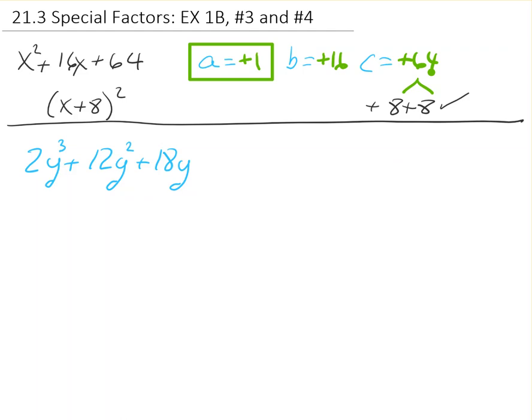Okay, so as always, we're going to start with A, B, and C. A right now is 2. B right now is positive 12. C right now is 18. Okay, hopefully you could see the GCF. The only thing common in all three of those numbers, other than the number 1, is the number 2.